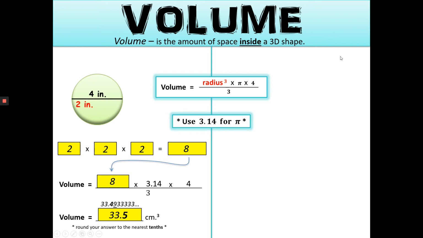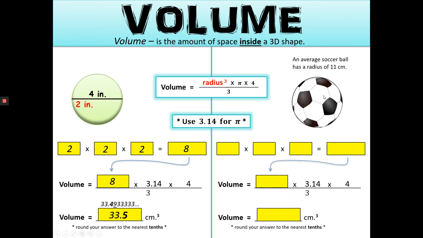All right, and the real item that we have is a soccer ball with this elastic. So an average soccer ball has a radius of 11 centimeters. All right, so it's given to us as radius right here. All the information, either the radius or the diameter, is going to be given to you for these real items in the sentence above it. So it's given that the radius is 11 centimeters, and that's exactly what we need.